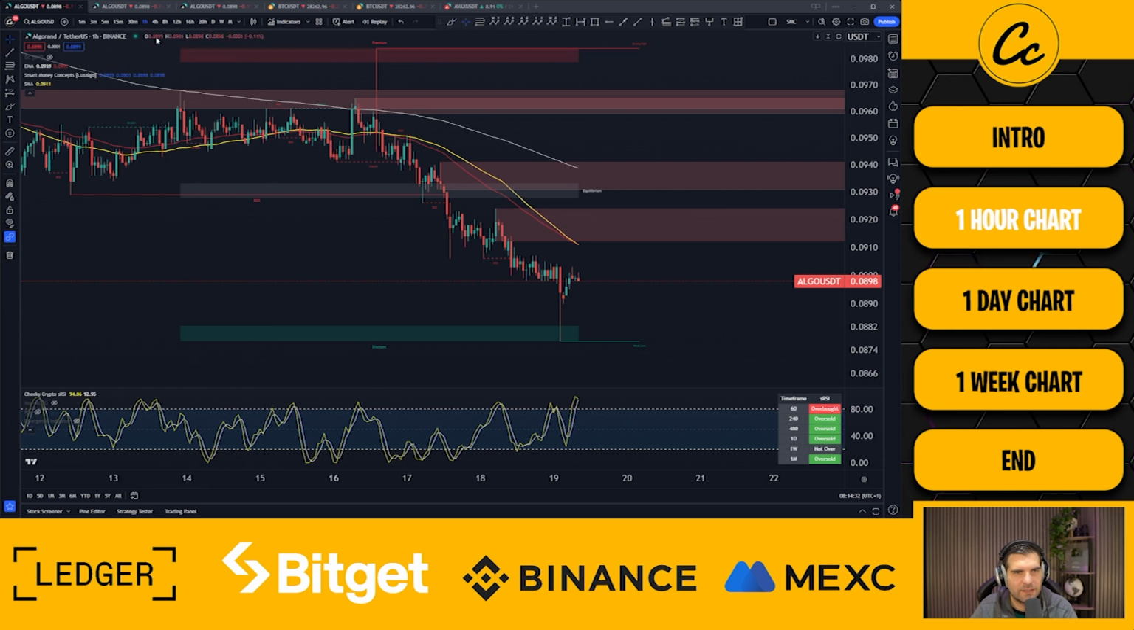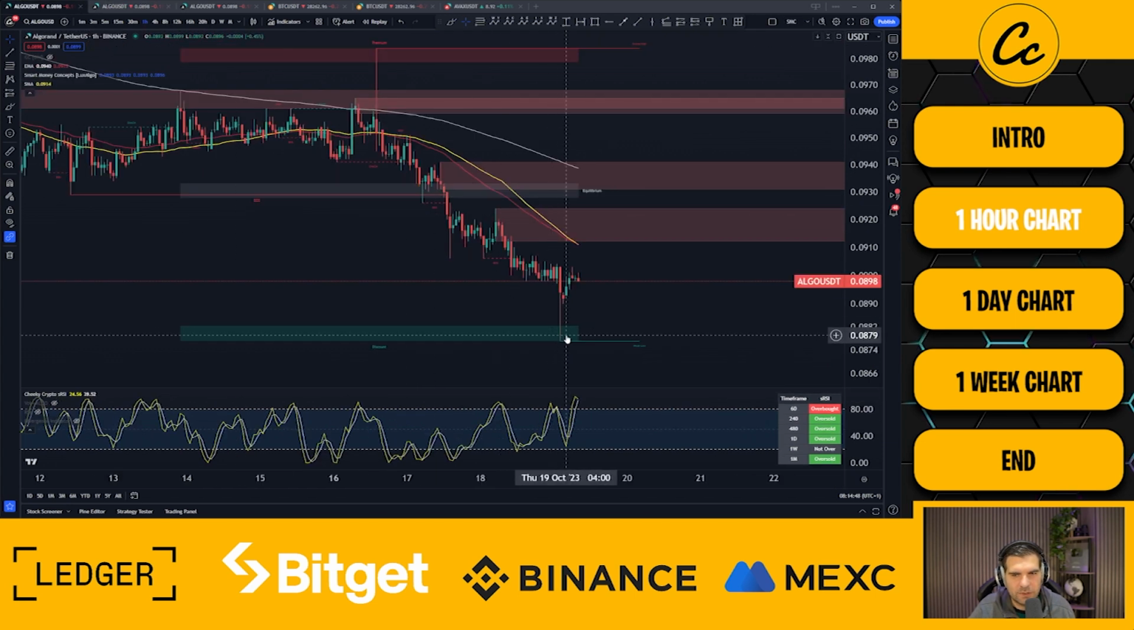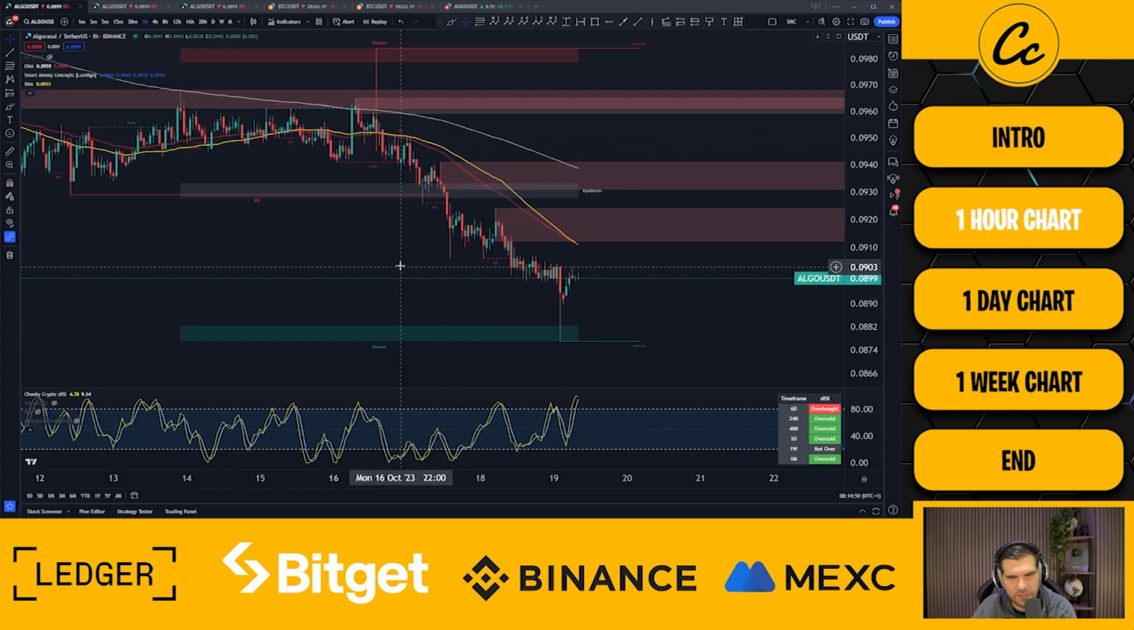Let's go ahead and just take this out to the daily just for 1 second here, just to check. So it's not quite a new bear market low. The bear market low was in August this year. So that was actually down over here. So it's 8.2 cents. So it's not a new bear market low, but it is a new local low that happened here on this 1 hour time frame.